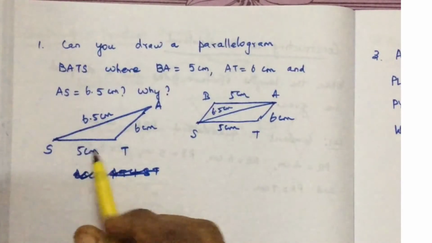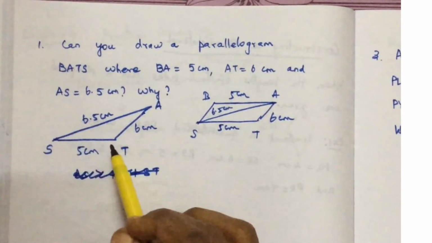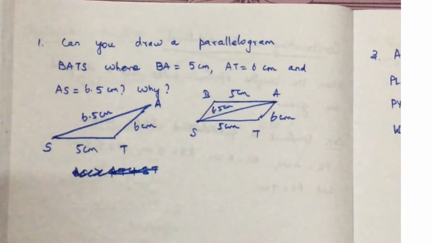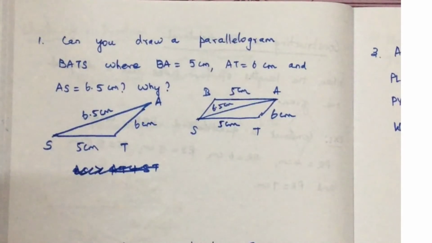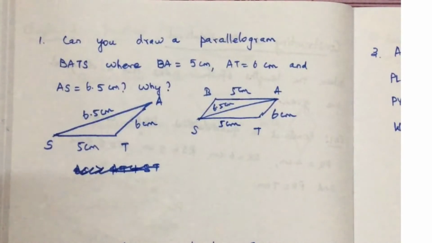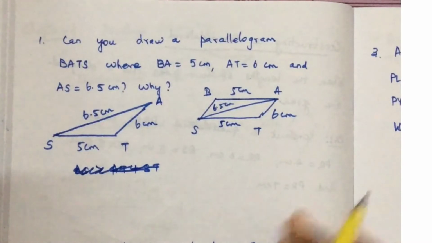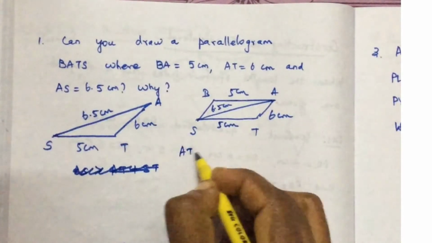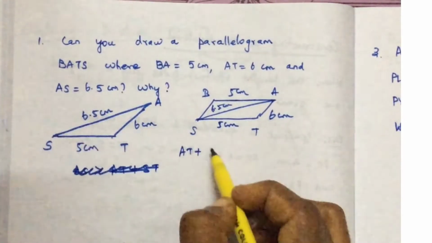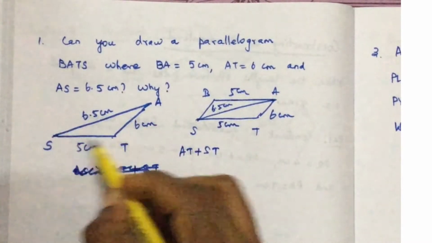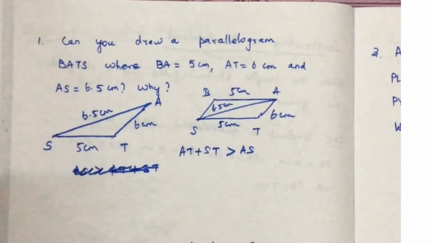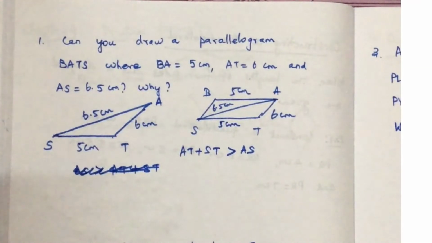Now we have to check whether it is possible to draw this triangle. If this triangle is possible, then this parallelogram is also possible. Okay, what is the condition to check? The sum of the lengths of any two sides of a triangle is greater than the length of the third side, which means what? If I am adding these two sides, which is AT plus ST, it should be greater than this AS. Similarly, there will be three conditions. Let me check one by one.